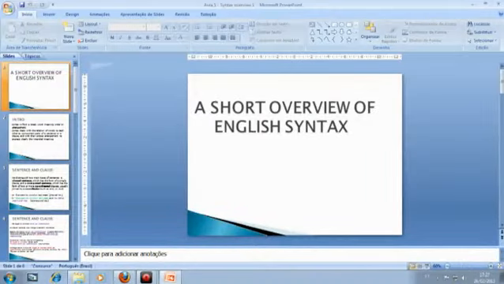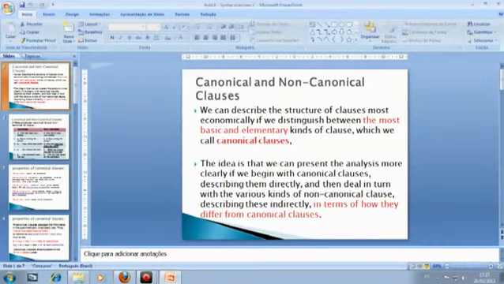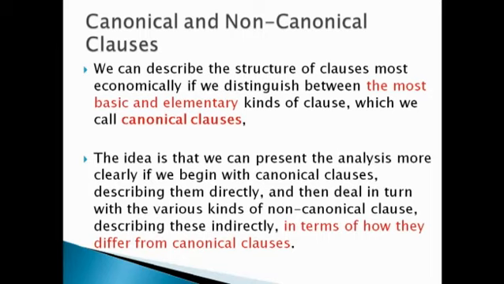So let's take a look at canonical clauses. We can describe the structure of clauses most economically if we distinguish between the most basic and elementary kinds of clause, as I said, the canonical clauses. The idea is that we can present the analysis more clearly if we begin with canonical clauses, describing them directly, and then deal in turn with the various kinds of non-canonical clause, describing them indirectly in terms of how they differ from canonical.